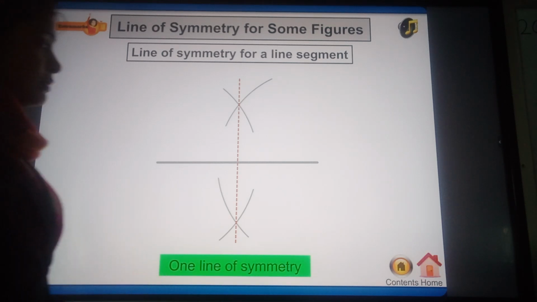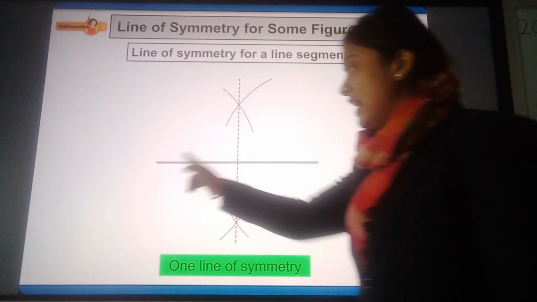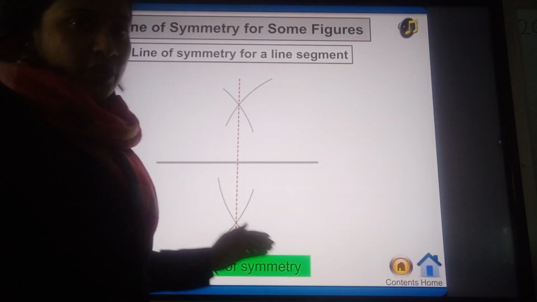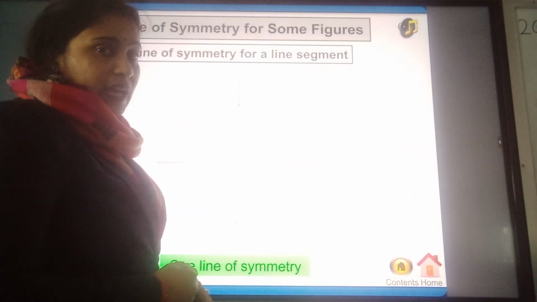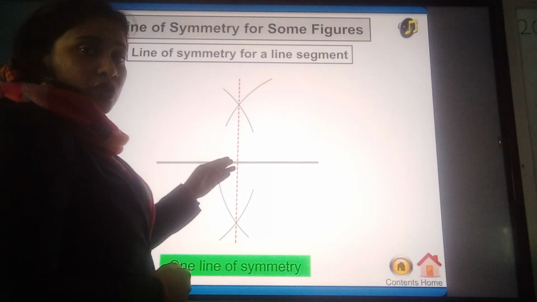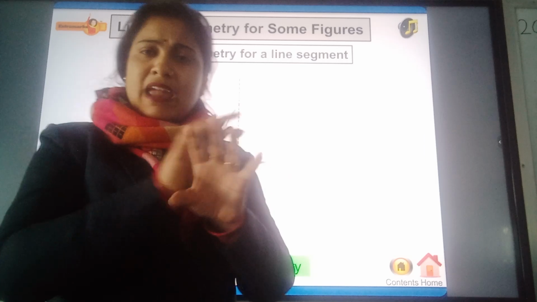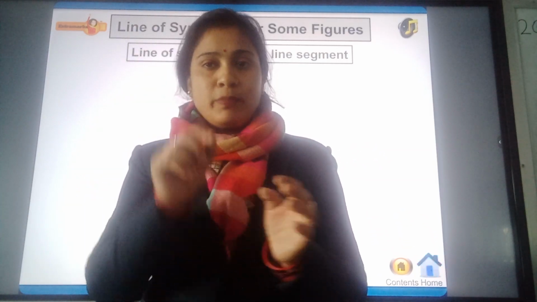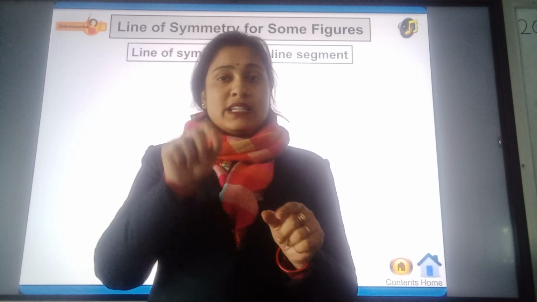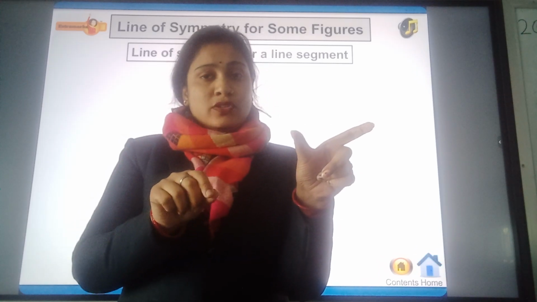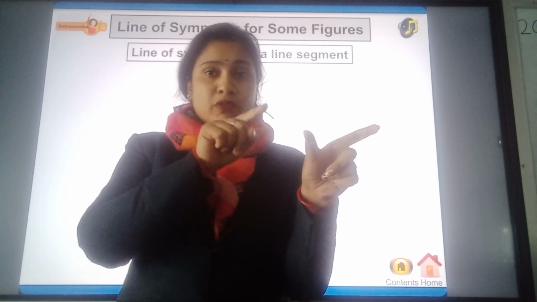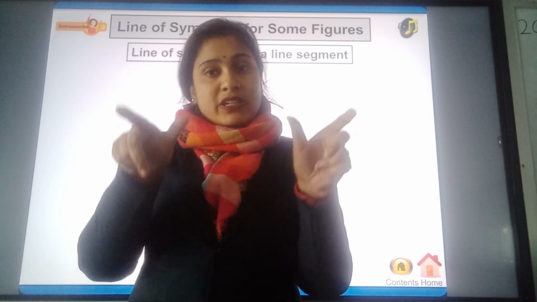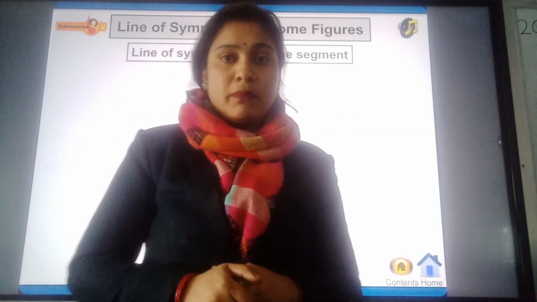Here we have a line of symmetry for a line segment. Can you see this is a line segment? I think now it is clear. This line segment also has a midpoint. We know that every line has a midpoint. Why do we call it a midpoint? Because the distance from that midpoint to one end is the same as the distance to the other end.